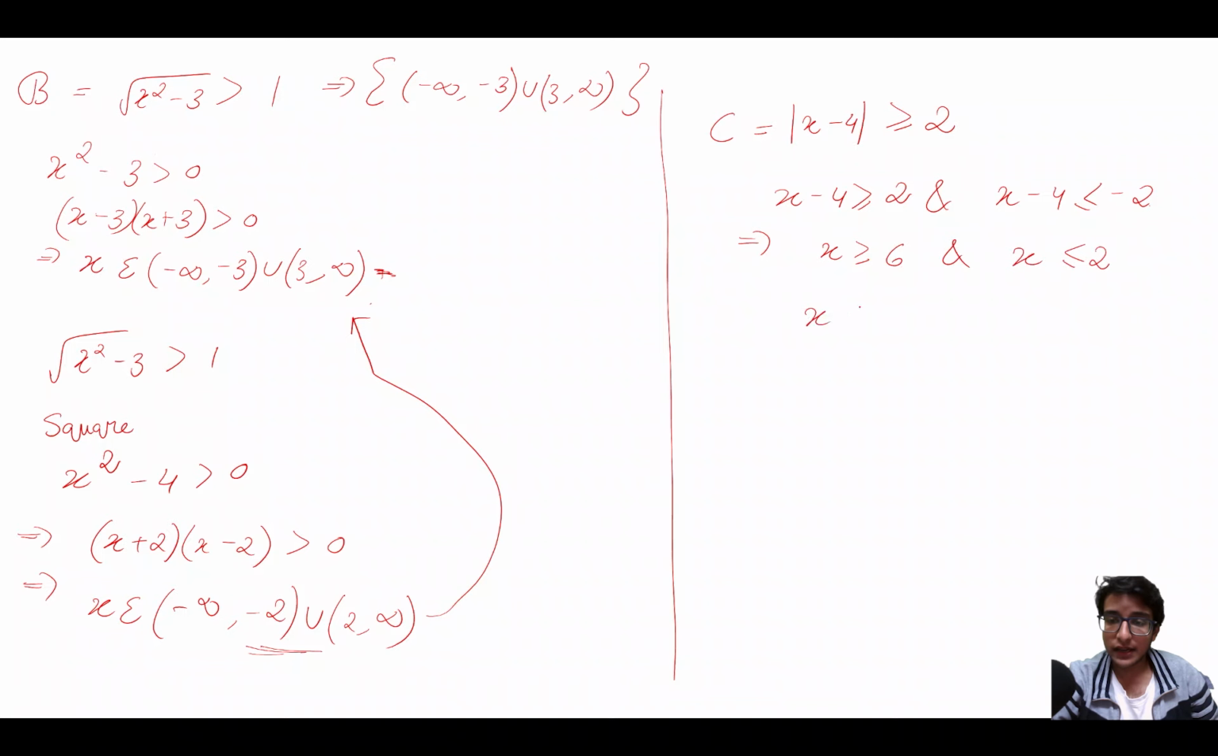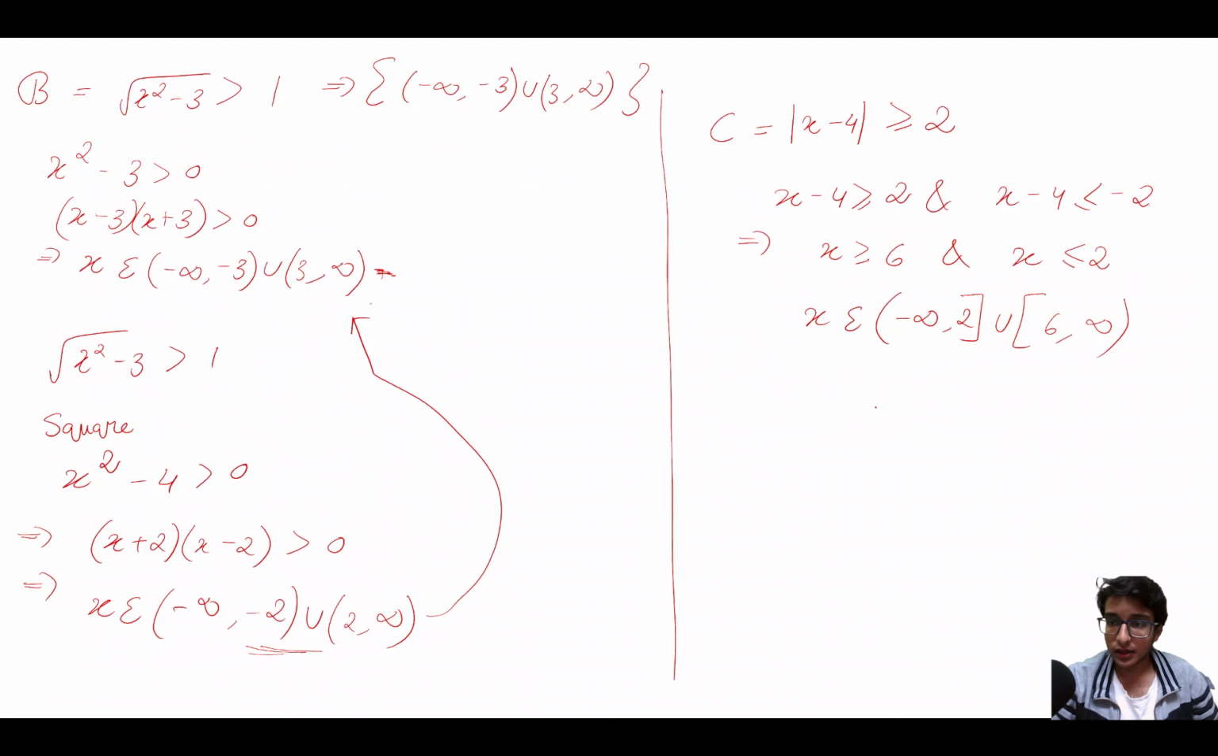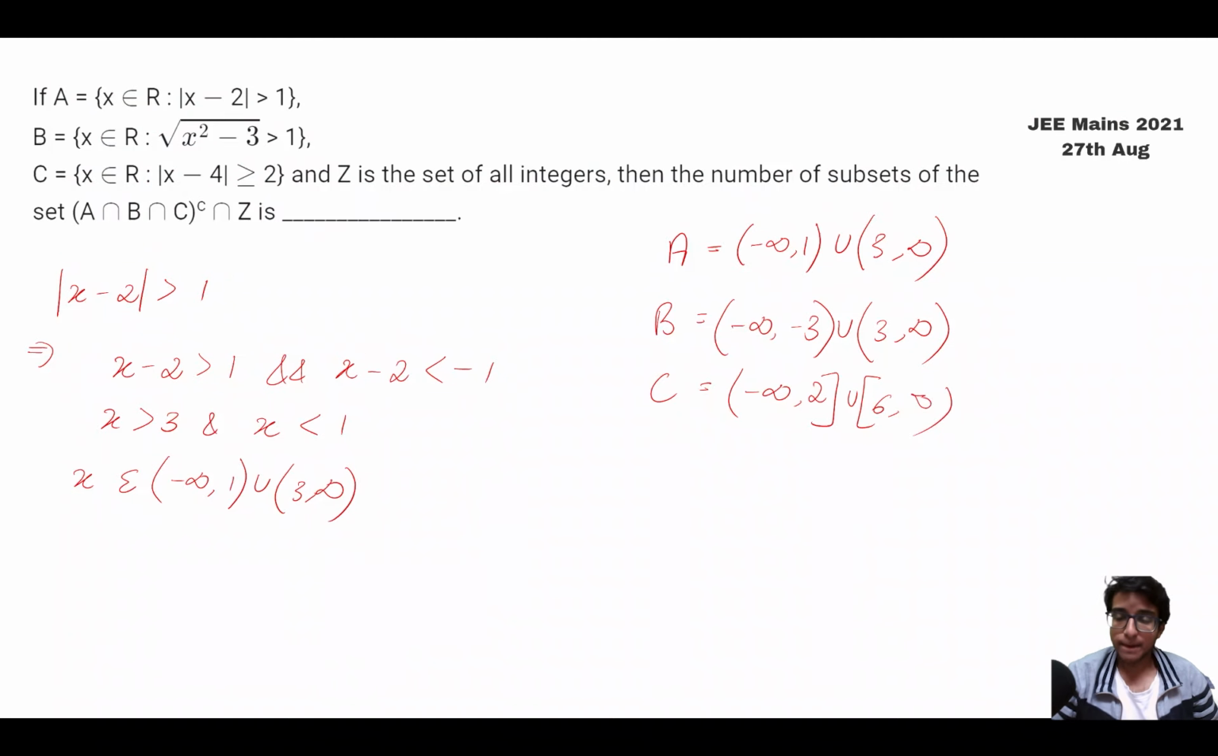So from here, we get x belongs from minus infinity to 2 union, sorry, these values are included basically, 6 to infinity. So my C set is minus infinity to 2 union 6 to infinity. So now what have they asked us in the question?